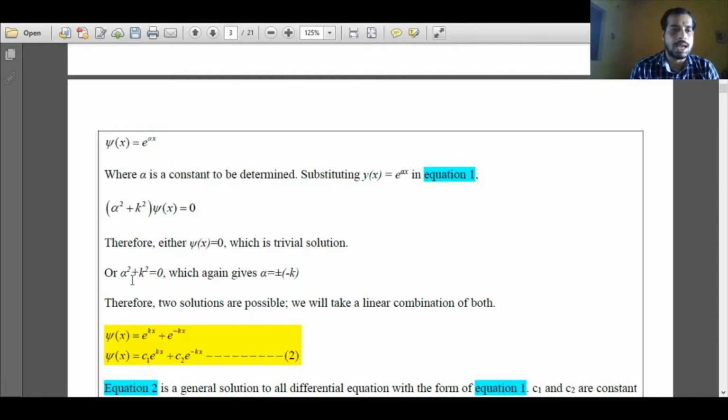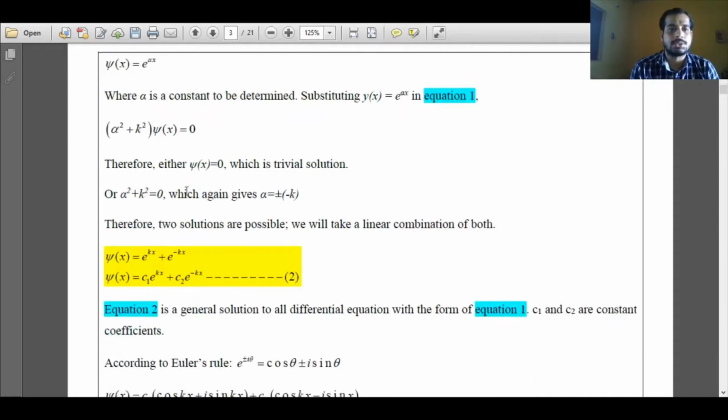That means alpha square plus k square is equal to 0. That further gives alpha is equal to plus k or alpha is equal to minus k. So if I put alpha is equal to plus k, my solution will be e to the power kx. Another solution will be e to the power minus kx. So there are two possible solutions, e to the power kx and e to the power minus kx.